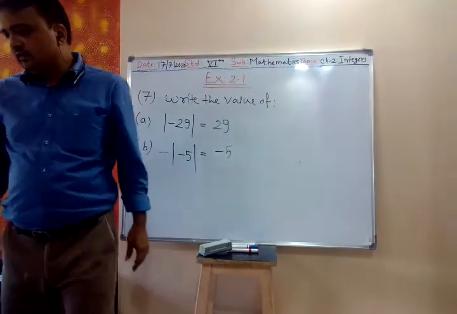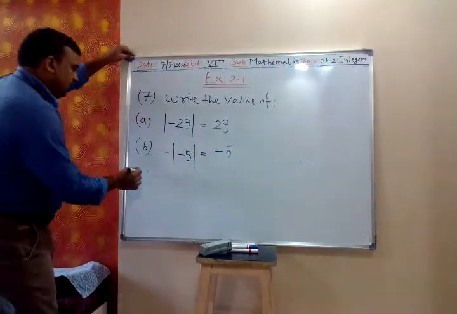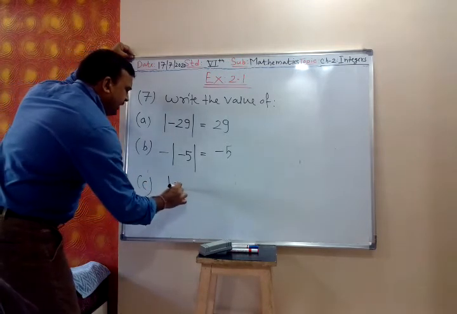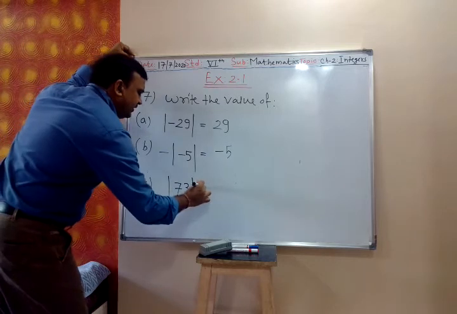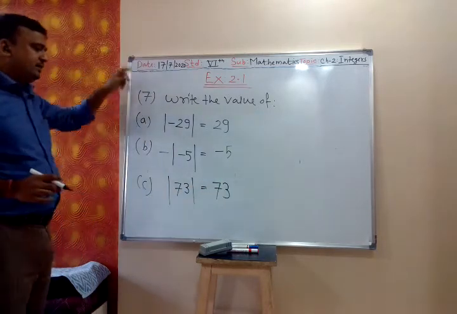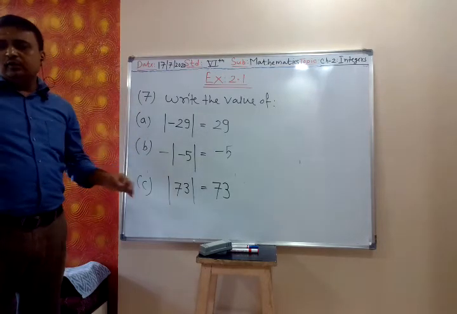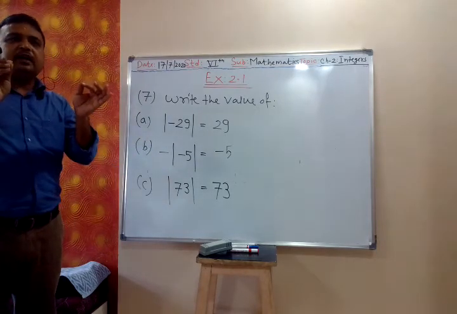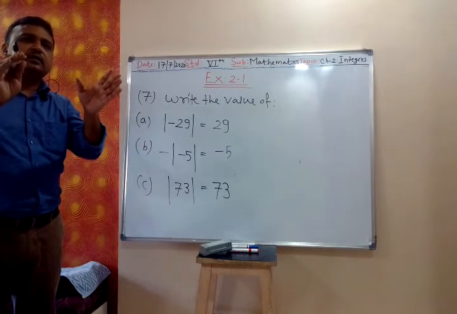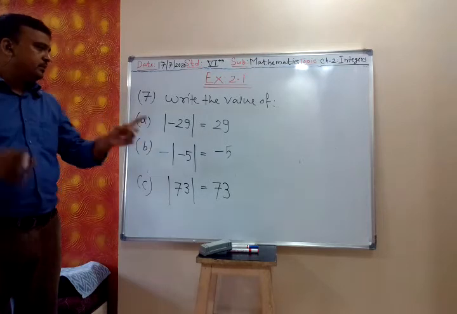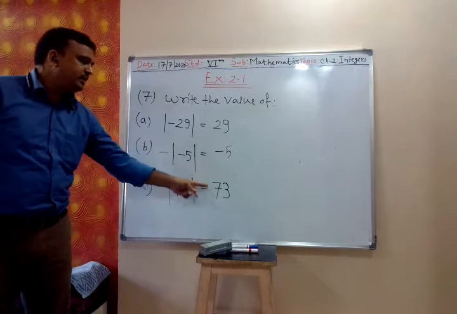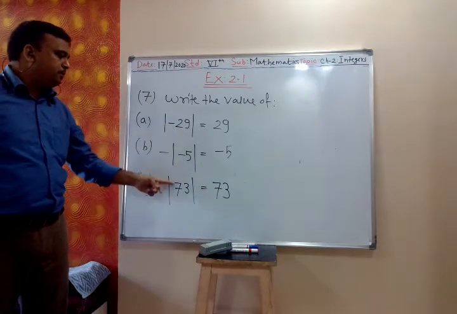Absolute value of 73 is 73. Absolute value of a negative number and a positive number is always a positive number. Whether it is negative also, the absolute value will be positive. Absolute value of minus 29 is 29, and of 73 is 73.